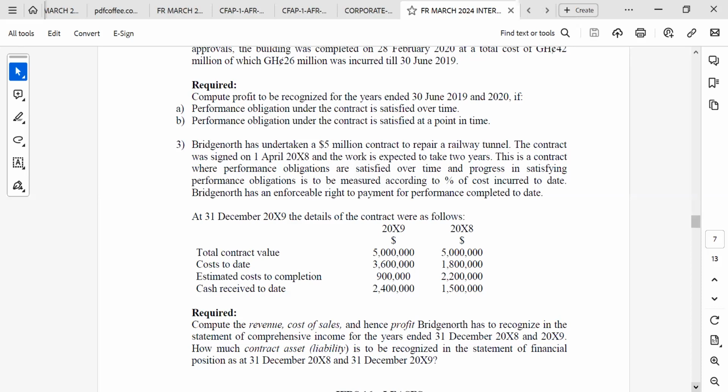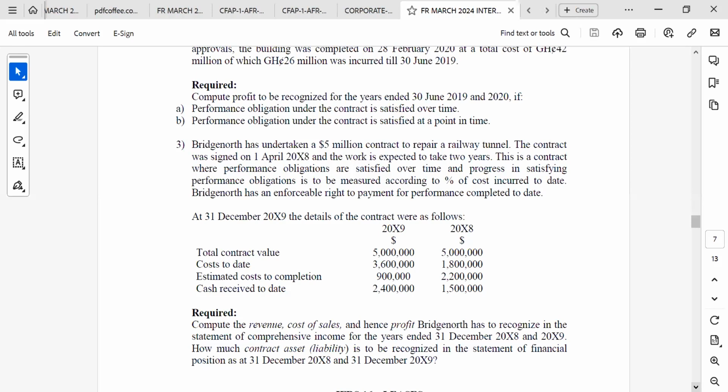Required: compute the revenue, cost of sales, and hence profit Bridge North has to recognize in the statement of comprehensive income for the years ended 31 December 20X8 and 20X9. How much contract asset or liability is to be recognized in the statement of financial position as at 31 December 20X8 and 31 December 20X9?